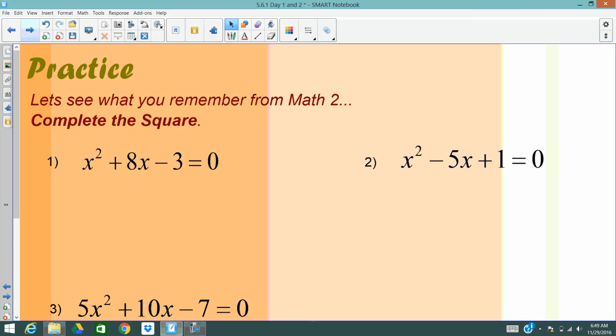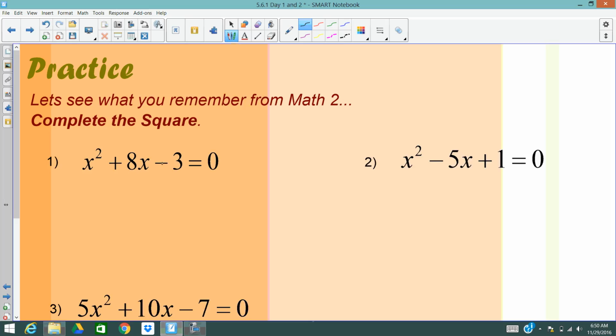All right. So in order to do today's lesson, we have to remember a topic that we learned last year in Math 2, completing the square. So I'm going to talk us through example number 1, 2, and 3, and hopefully by then it all comes back to you. So for completing the square, if you remember, the first thing that we need to do is move the constant over to the other side.